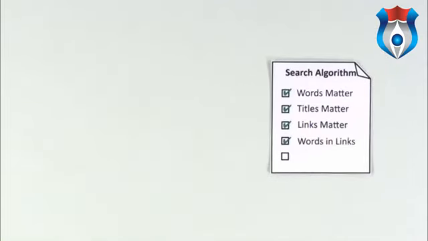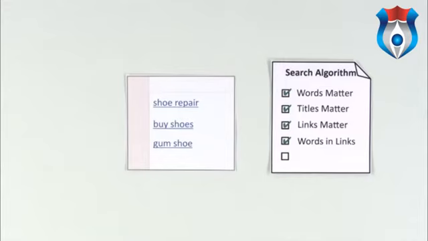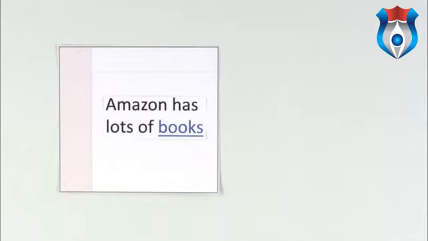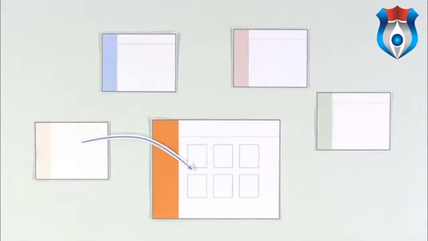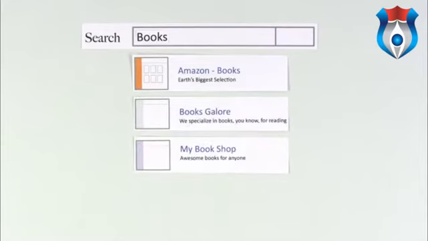Fourth, the words that are used in links matter too. If your web page says Amazon has lots of books, and the word books is linked, search engines can establish that Amazon.com is related to the word books. This way, when someone searches for books, that site will rank well.